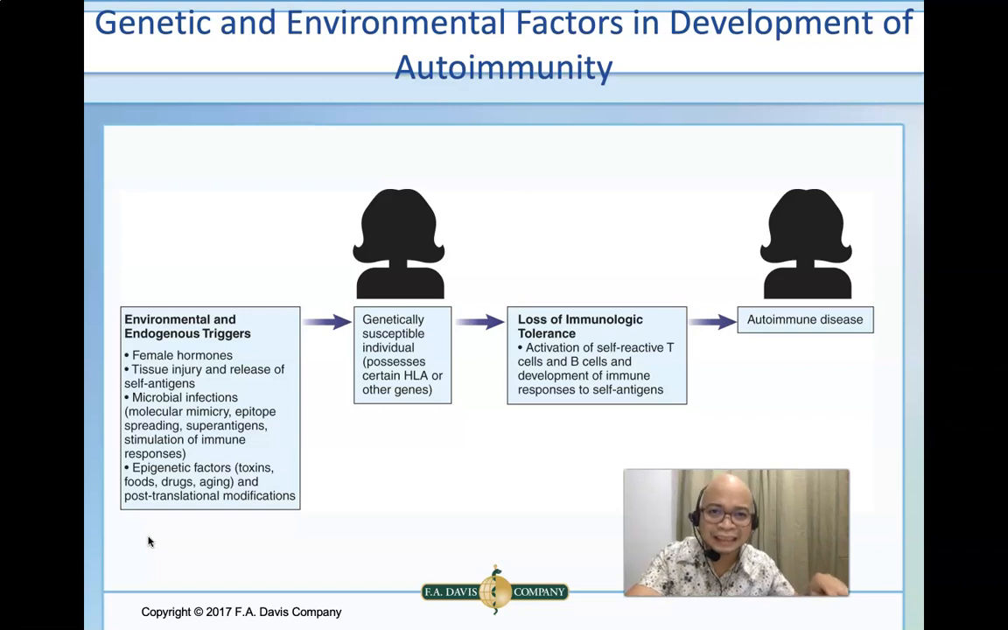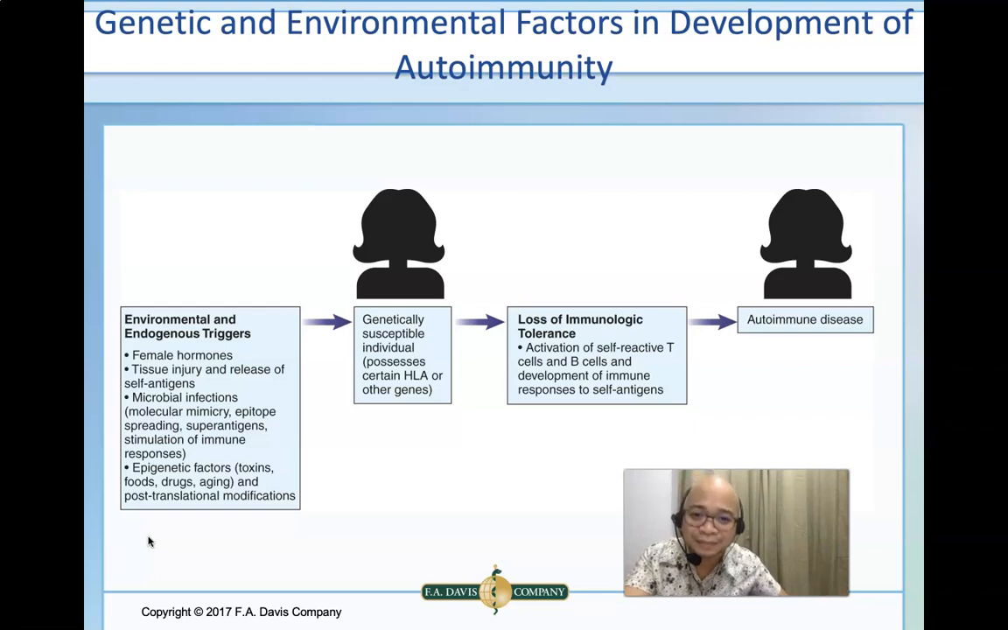However, if this myelin sheath is destroyed, this may result in multiple sclerosis. So these are the environmental and endogenous factors and interactions of these factors. As you can see, the development of an autoimmune disease is multifactorial. There would be a genetically susceptible individual because there are some HLA genes that may be associated with a certain autoimmune disease, which we have discussed in adaptive immunity.